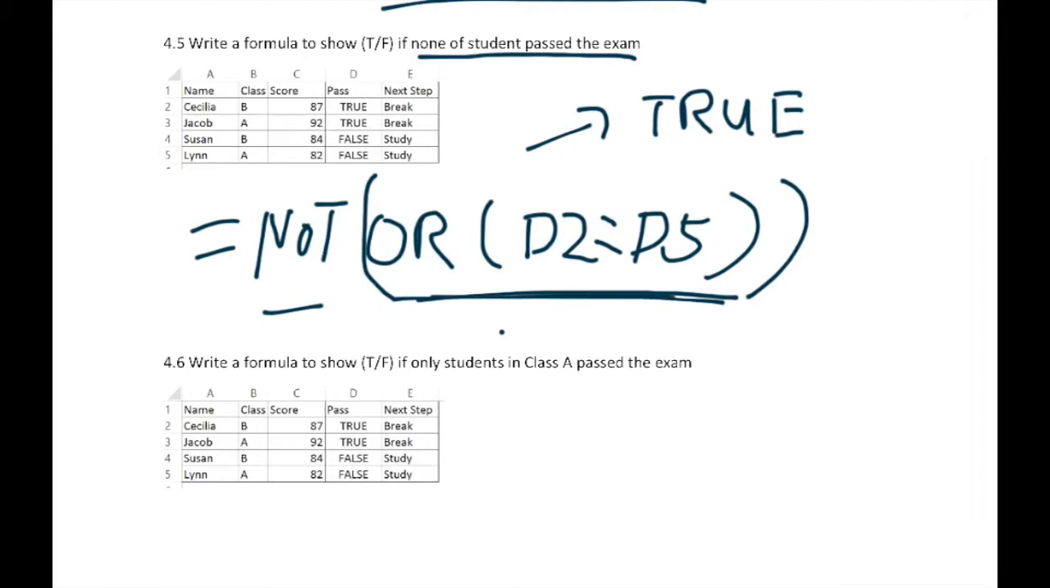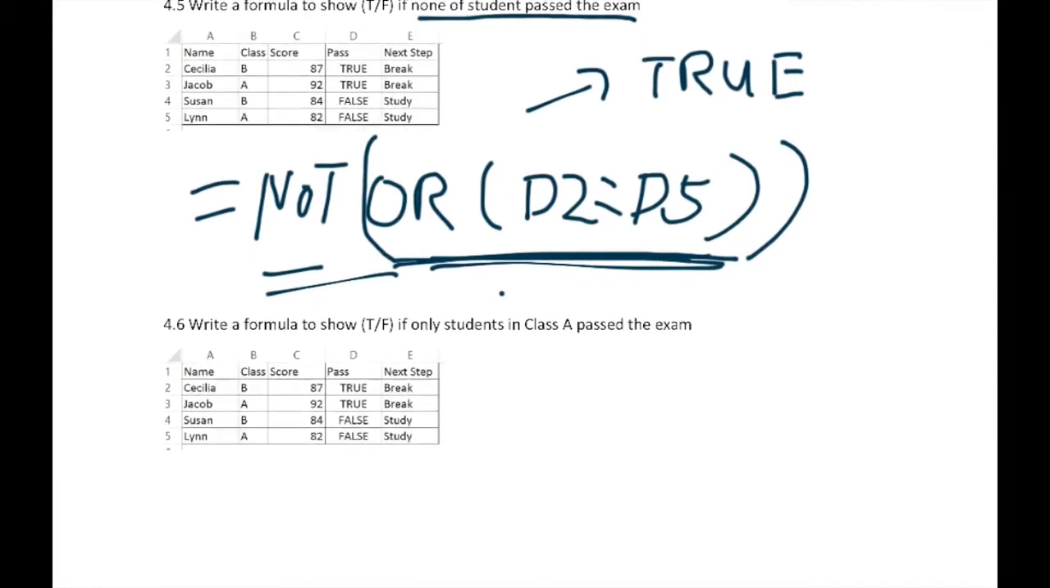But if here is false, which means none of the students passed, which means all of the students are false. Here, D2 to D5, all of them are false. Then all would run out as false. Then we NOT it, which flips it the other way. Then this one will run out as true.